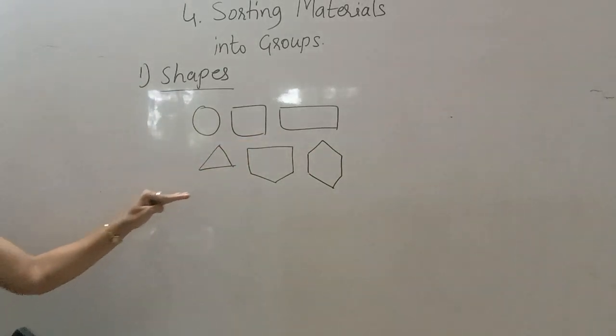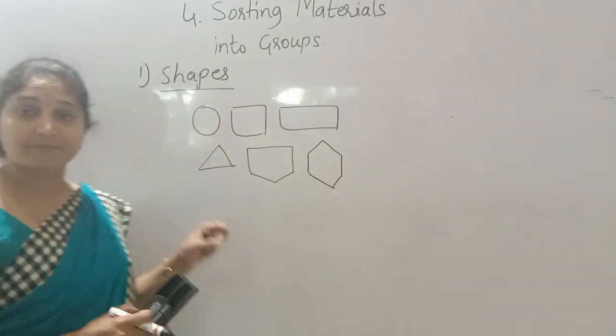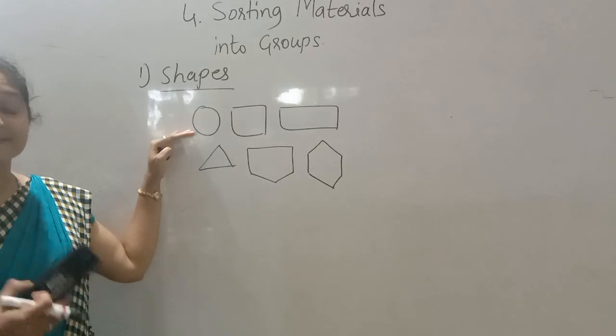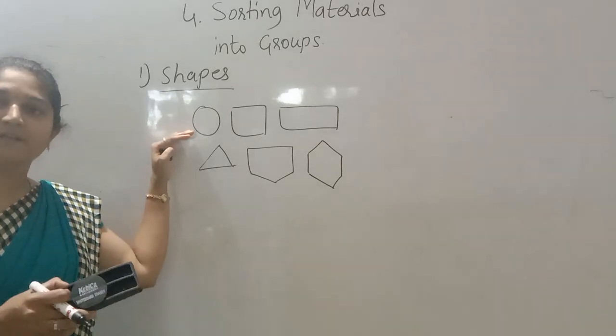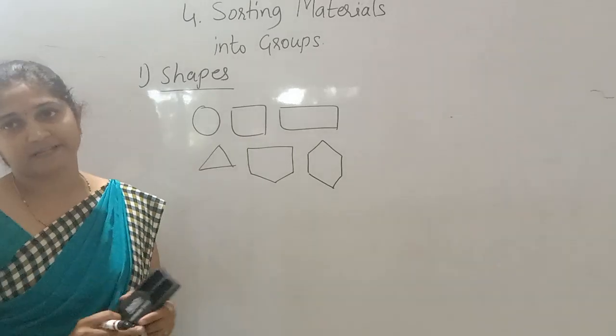Here are some different shapes. Objects which are circles, or resemble a circle or round shape, are all going to be in one group. They are known as round shape materials.